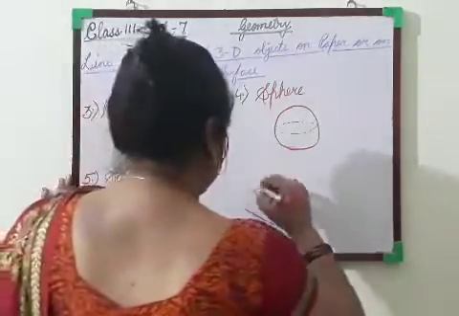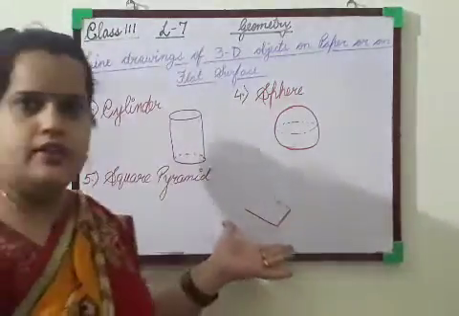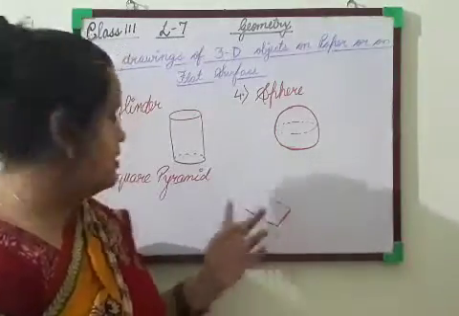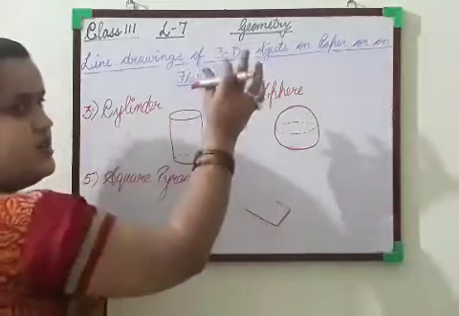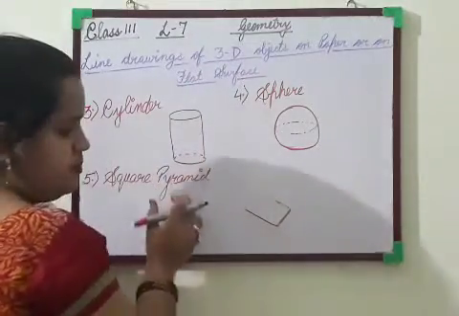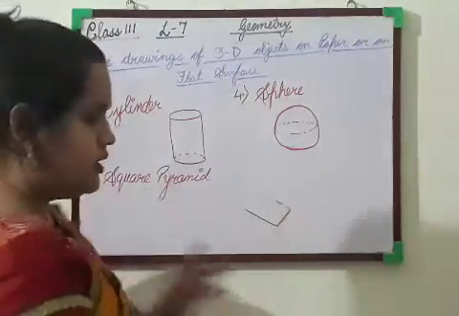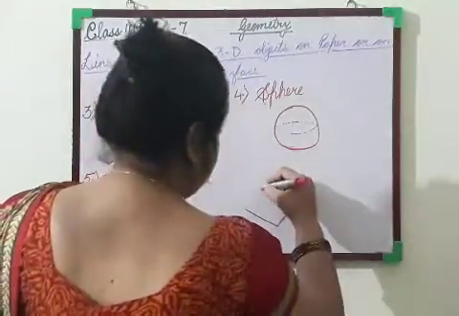Okay, then see, this is a square. Firstly we have drawn a square pyramid. The name is square pyramid. Firstly we have got the square, and when it has been given the height, it becomes a pyramid. That is a three-dimensional figure. Okay, now see.